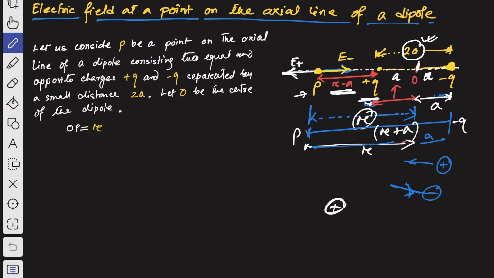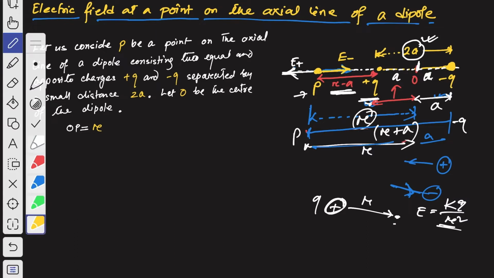And we know, suppose this is a charge Q, and here we need to find the electric field at a point which is at a distance of R. Then the electric field at this point is given by E is equal to KQ by R square, right? R is the distance between the charge and that point.